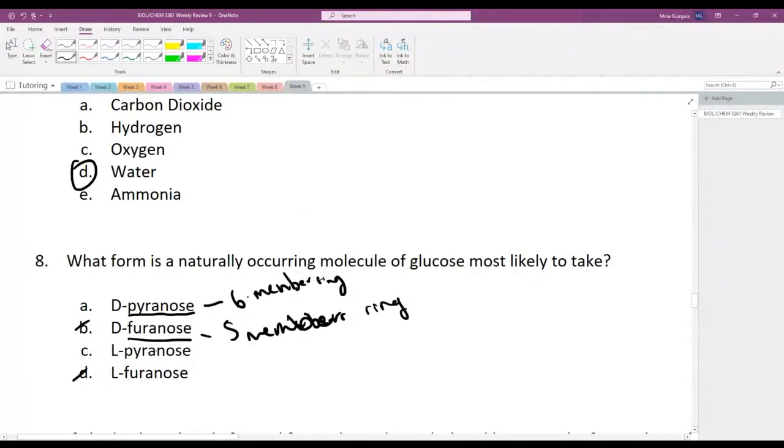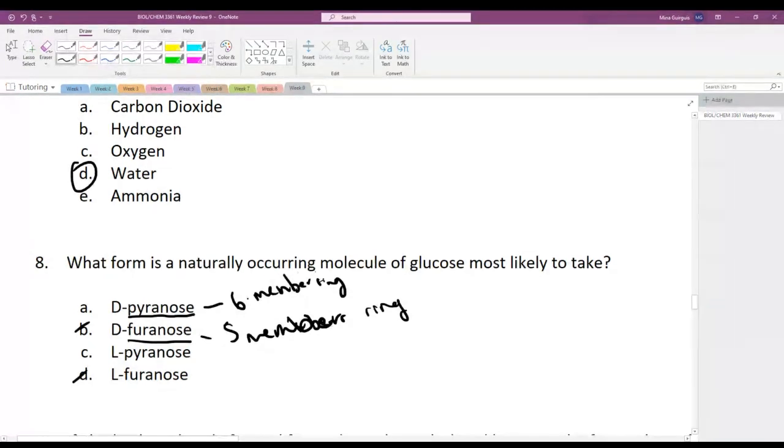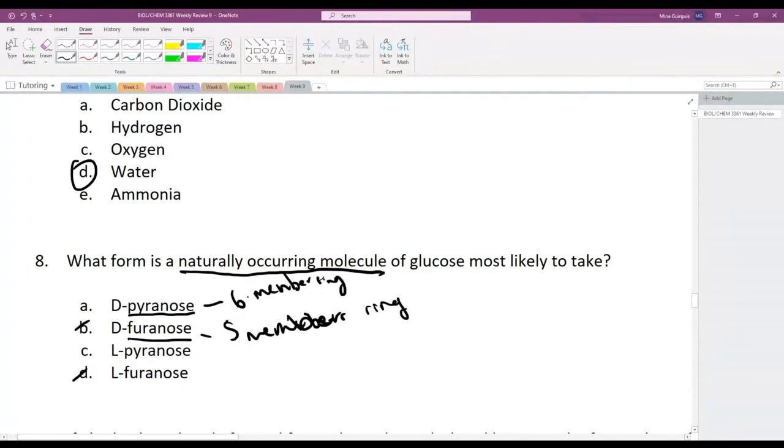So now between a D-pyranose and an L-pyranose, this is where the idea of naturally occurring molecule comes in. So for some reason, we're not sure exactly why, or at least I'm not sure exactly why, D-isomers of most of our sugars tend to be more common. Okay? So a naturally occurring molecule of glucose is most likely to be a D-pyranose. Can it be an L-pyranose? Yes. Can it be a furanose? Yes. But it's most stable and it's most synthesized as a D-pyranose, okay?